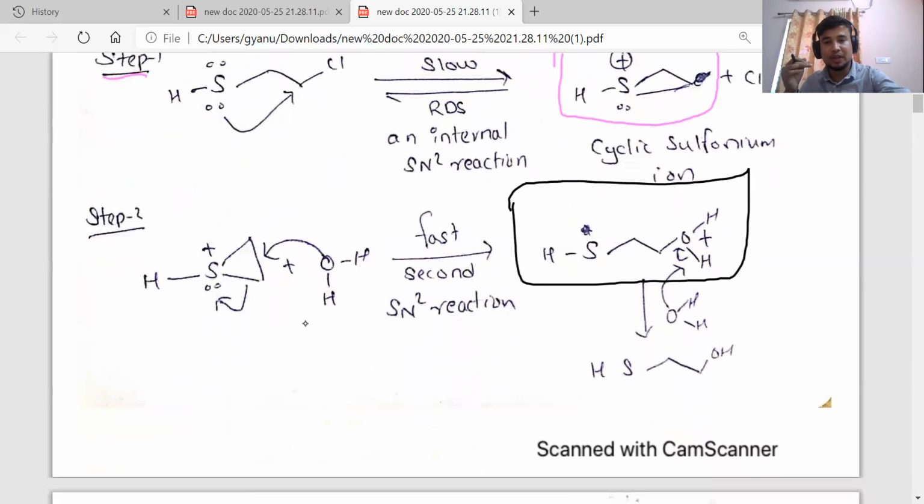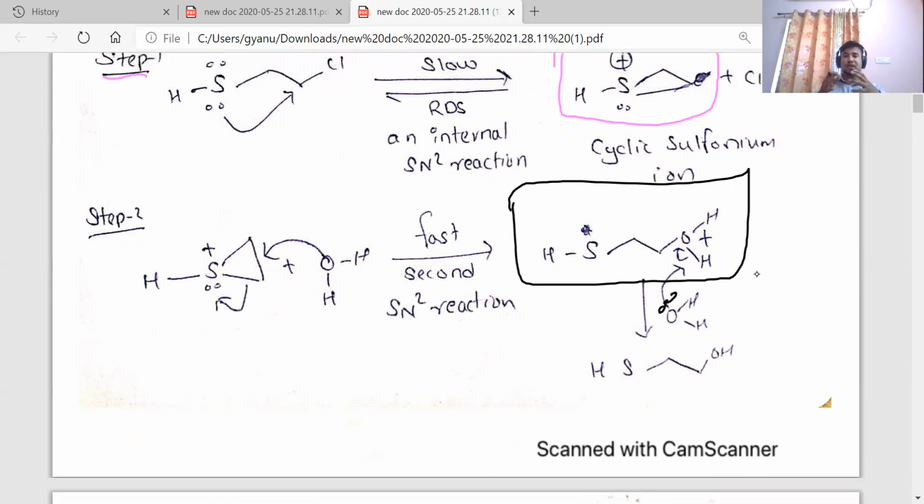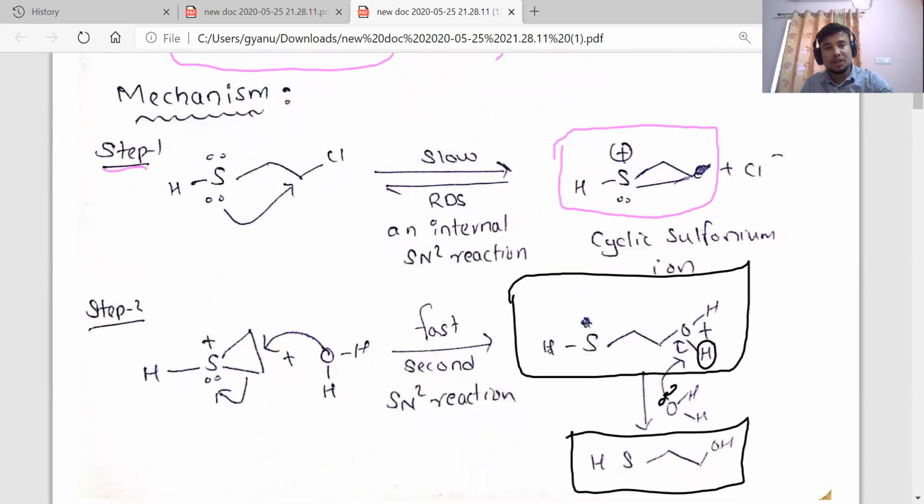So in the next step, what actually happens is the electron pair of the H2O molecule would attract this hydrogen atom, which you can see over there. This hydrogen atom will be taken out, and once it is taken out, you'd end up getting the final product. And you'd observe one thing. The same configuration as what you had in the beginning would be forming in the final product. That is a result of getting inversion 2 times.